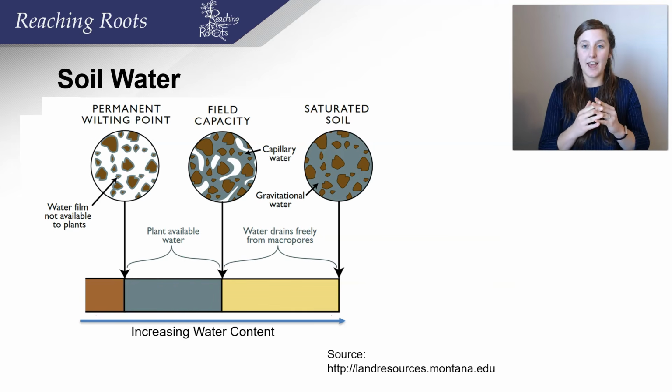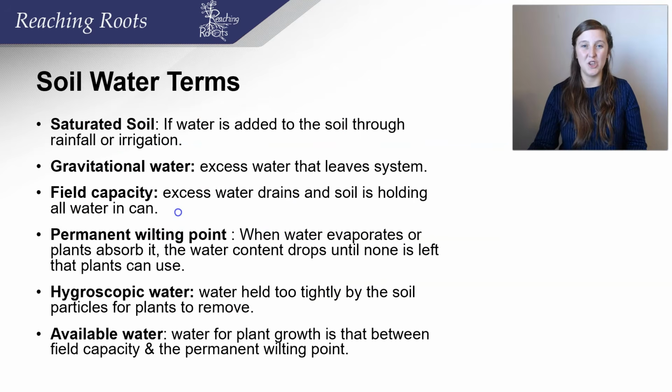If left at permanent wilting point, your plant will wilt permanently and not recover. So we don't want our plants to become wilted and die. So we try to avoid the permanent wilting point. This space between permanent wilting point and field capacity is that water that the plants have available for them to use. Let's review these terms.